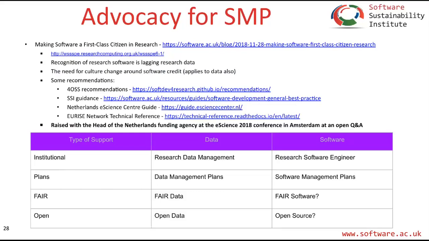And there were some recommendations that it pointed to in terms of best practice guidance for making source code available, for example, the 4 OSS recommendations: making software available in an open repository, telling people how they can contribute, giving a specific license, and being clear about documentation and citation. And there's other more detailed documentation there as well.